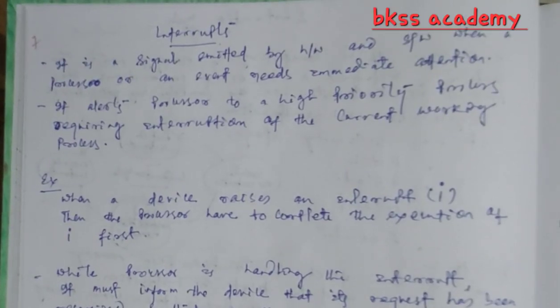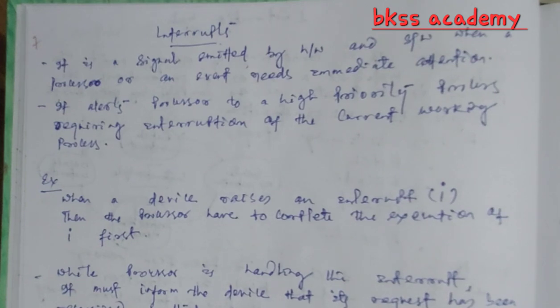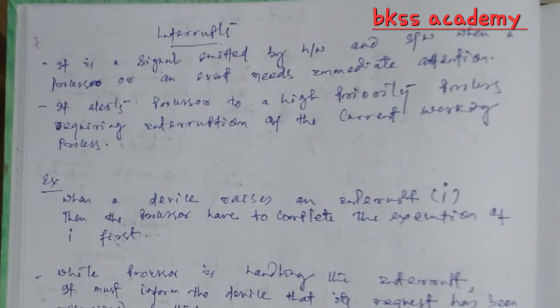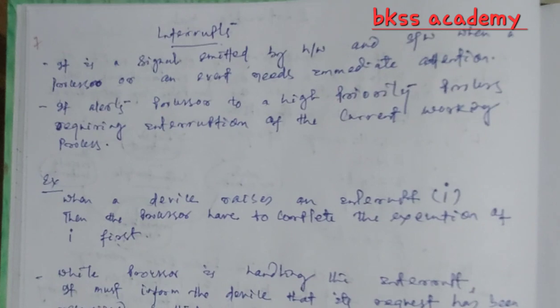My dear students, we will discuss interrupts in computer architecture. It is a signal emitted by hardware and software when a process or an event needs immediate attention. It alerts the processor to a high priority process requiring interruption of the current working process.